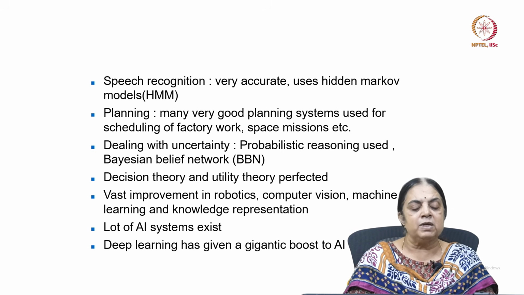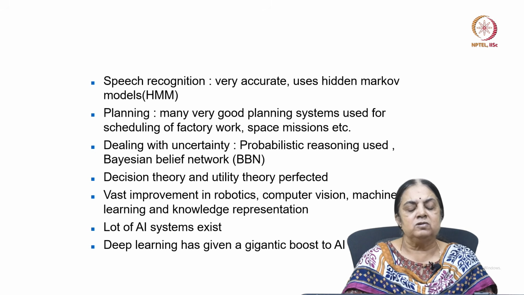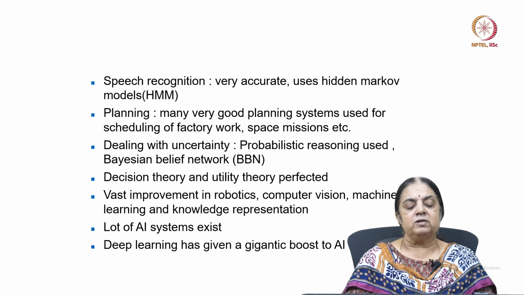You have things like Bayesian belief networks. You have other types of reasoning. Okay, non-monotonic reasoning, etc. So dealing with uncertainty is something which is done very well nowadays as compared to earlier, right? Decision theory and utility theory has been actually almost perfected, right?